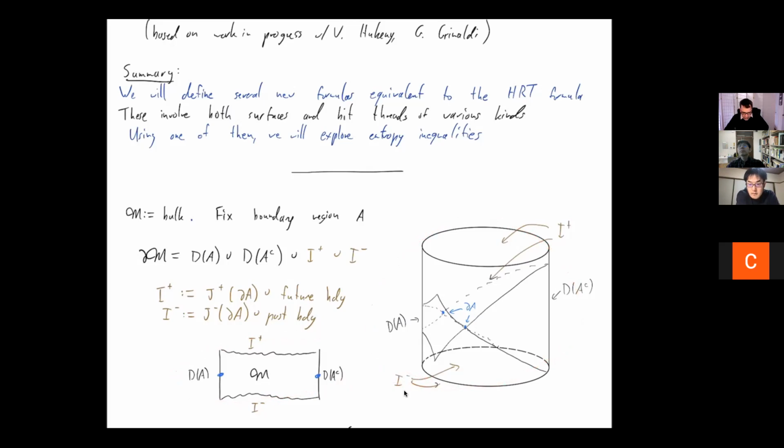And the original HRT formula gives the entanglement entropy of A in terms of the area of an extremal surface. And then Aaron Wall reformulated it in terms of the maximin formula.